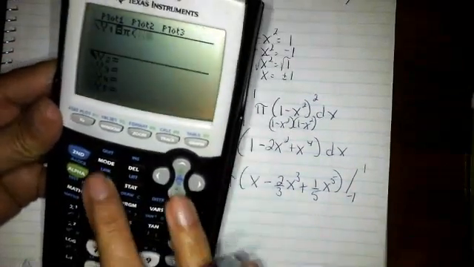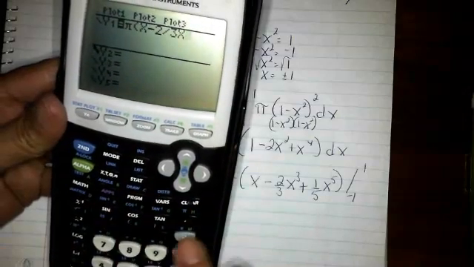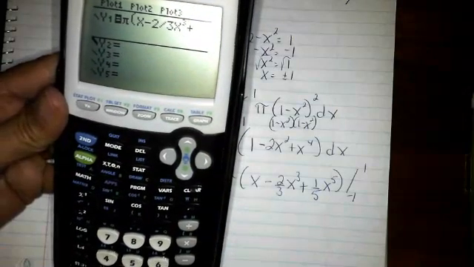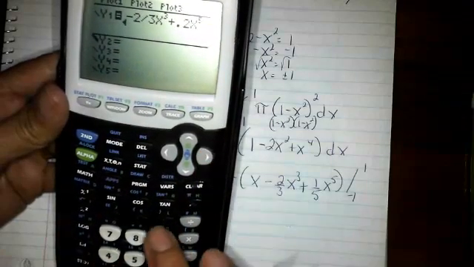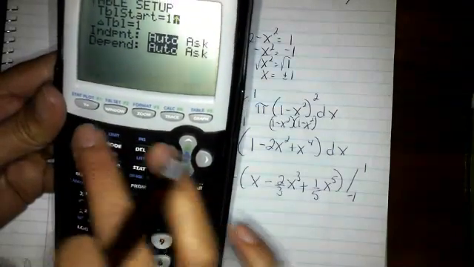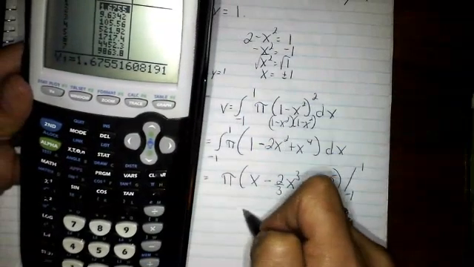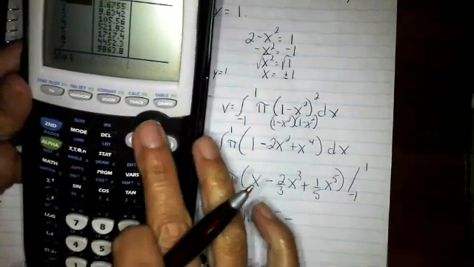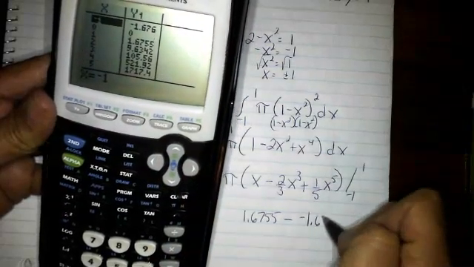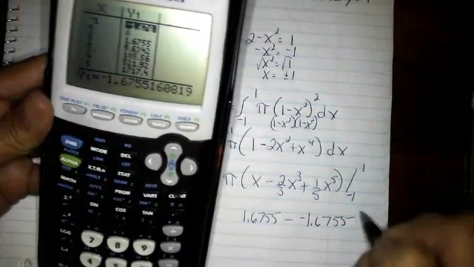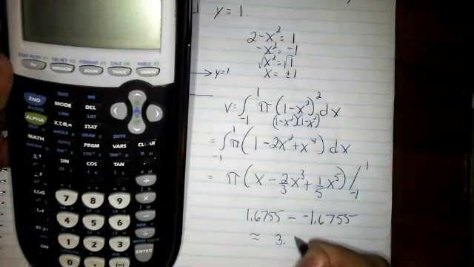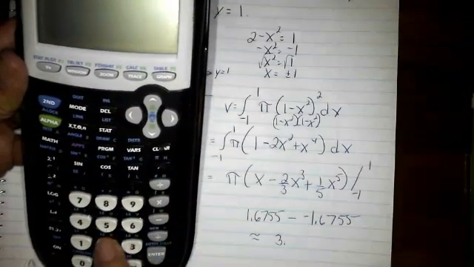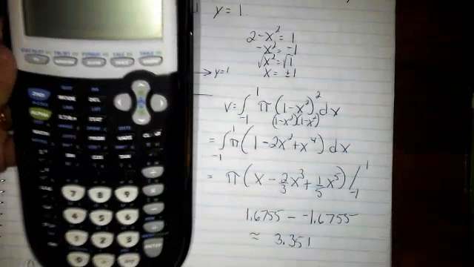So just using the calculator, we got pi x minus 2/3 x cubed plus 0.2 x to the 5th. I want to go to 1. So when I put 1 in, it's 1.6755 minus, going to -1, a negative 1.6755. So that'll become adding. And I will get about 3.351. Well, 1.6755 times 2, 3.351. There it is. Okay.